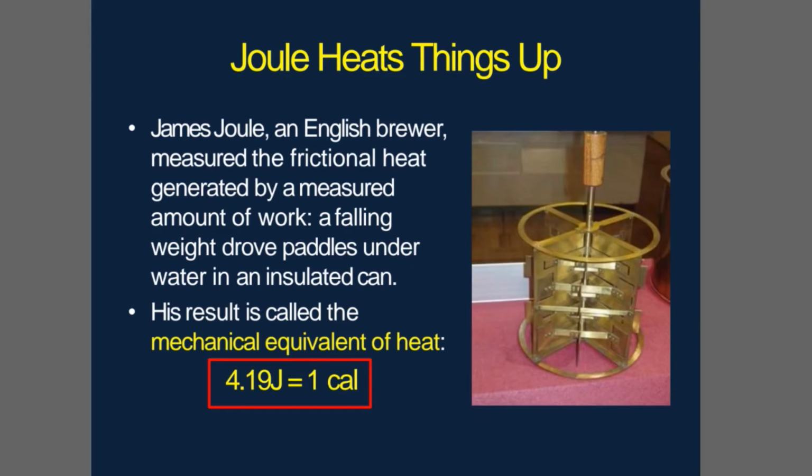Joule heat things up. James Joule, an English brewer, measured the frictional heat generated by a measured amount of work. A falling weight drove paddles underwater in an insulated can. His result is called the mechanical equivalent of heat: 4.19 joule equal to 1 calorie. It is a direct question which is being asked in many competitive exams: what is the value of 1 calorie? We need to just write or pick the option with 4.19 joules.